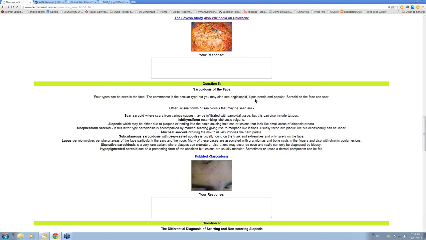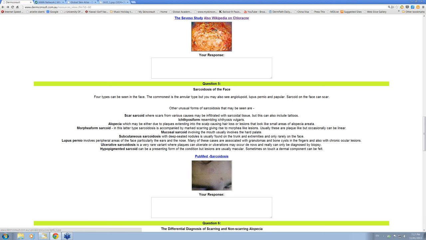This one's the one I want to remember, lupus pernio. This is where you'll get a bluey purple infiltration of the tip of the nose or the ear lobes or the like. That's why it's called lupus pernio, because it's like cold injury, chilblain type injury. And people who have that lupus pernio type of sarcoid are much more likely to have granulomas and bone cysts in the fingers. And also, they can get chronic ocular lesions with iritis and even blindness.